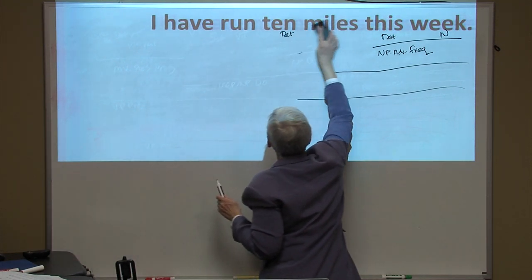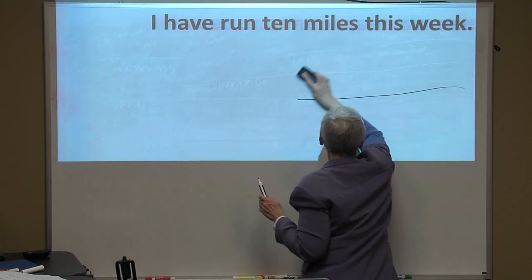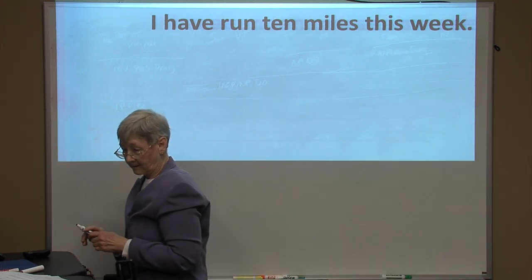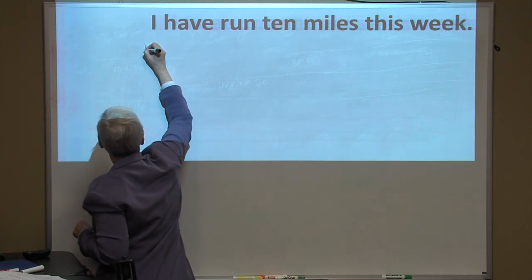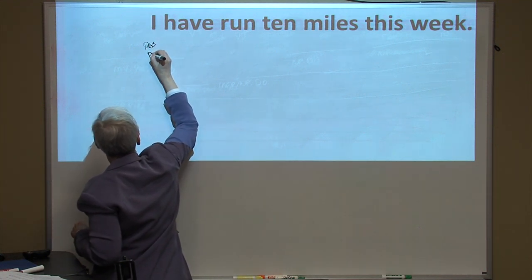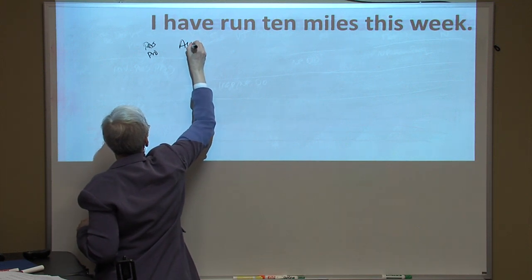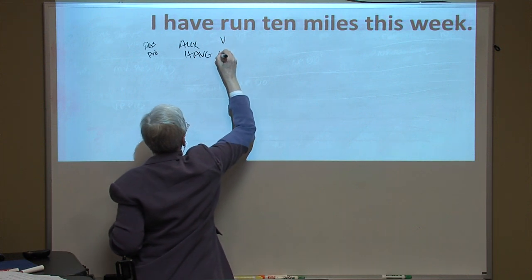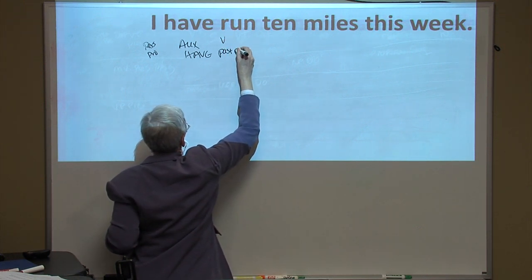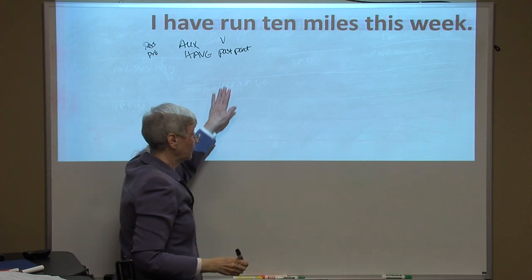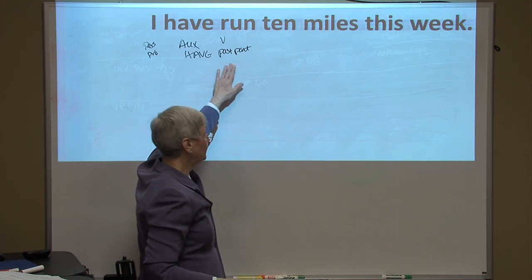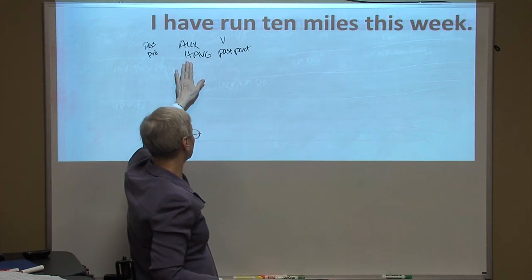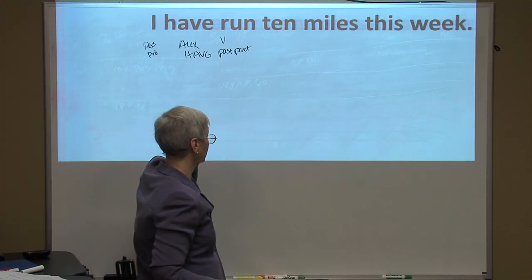Auxiliary have plus the past participle forms the perfect aspect. I, personal pronoun, have, auxiliary have. Run, verb, past participle. We know that because it's a verb coming after have. The only form of the verb that's going to come after have is the past participle. So you know it's going to be auxiliary have and the past participle.